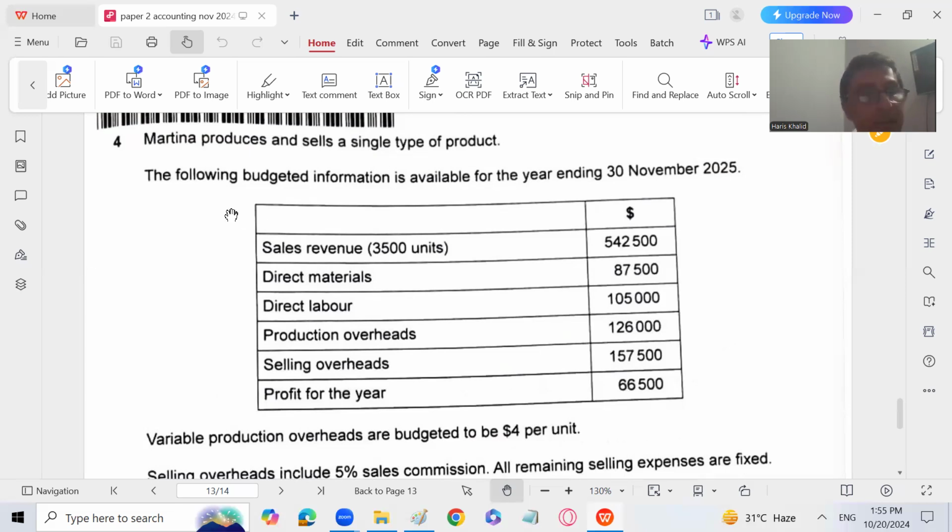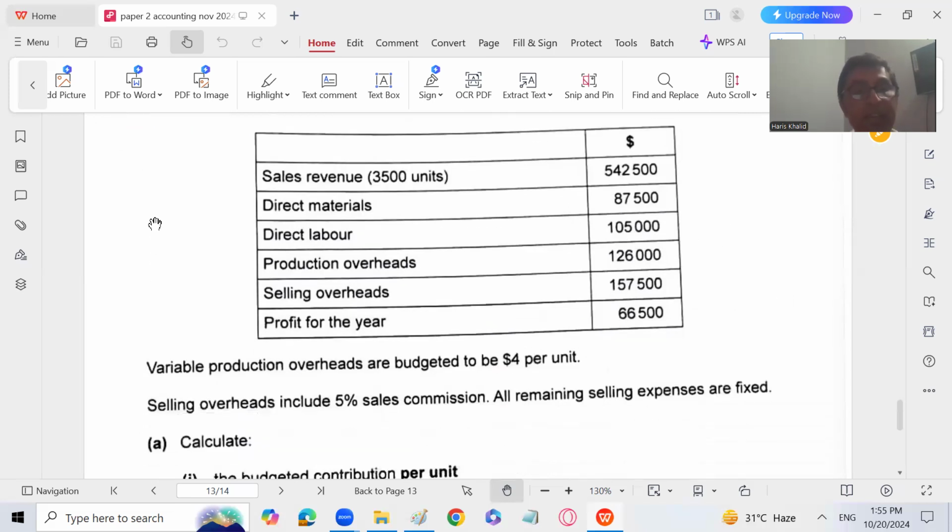So let's do it. The following budget information is available for the year ending 30th November 2024-25. Sales revenue is given, 3,500 units with 542,500. Direct material is 87,500. Direct labor is 105,000. Then production overheads, selling overheads, and profit for the year.